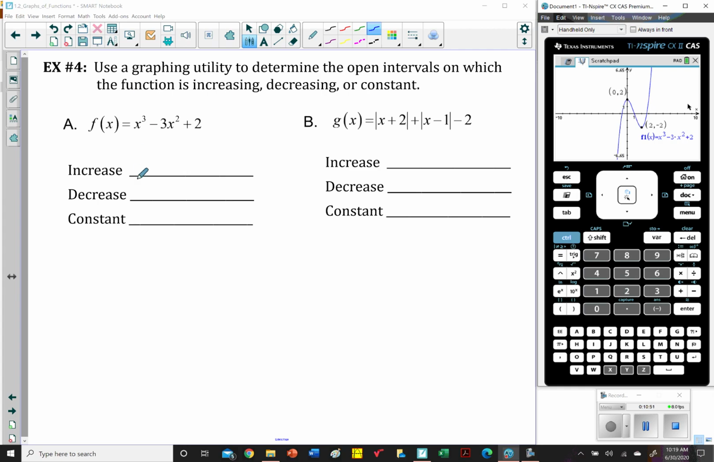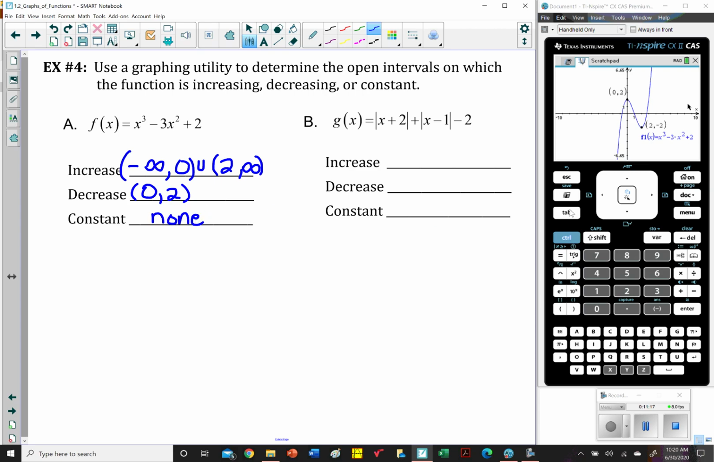So my function increases from negative infinity to 0, and it also increases from 2 to infinity. You might want to put the union there. The function's decreasing in the middle there between 0 and 2, and nowhere is it constant.